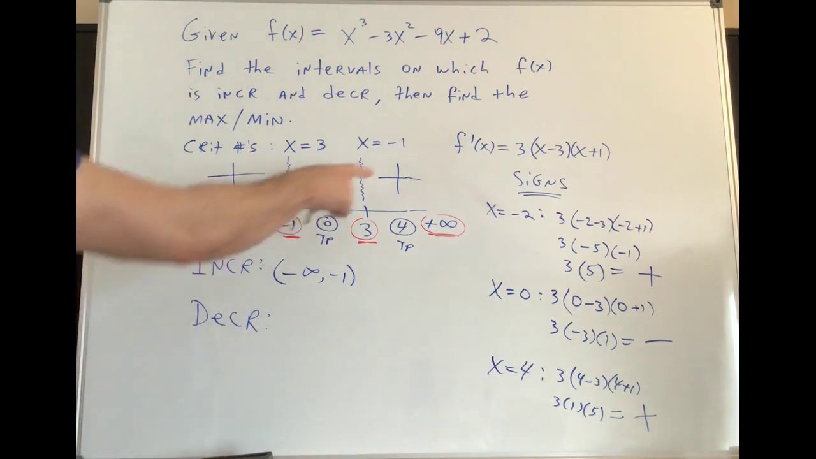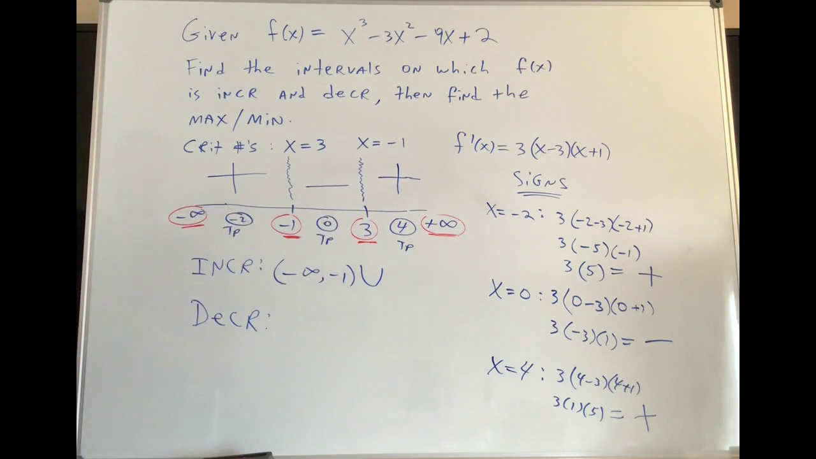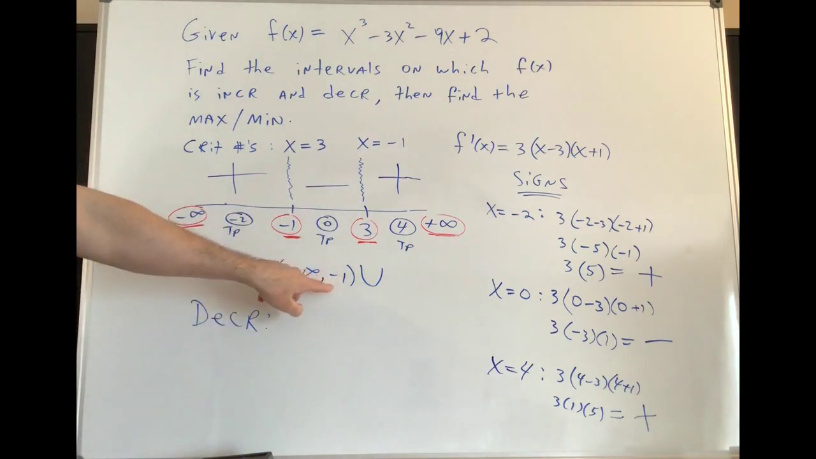Now, that's not the only place it goes up. It's going to go up again when it hits 3. It stops going up when it hits -1 and it starts to go down.